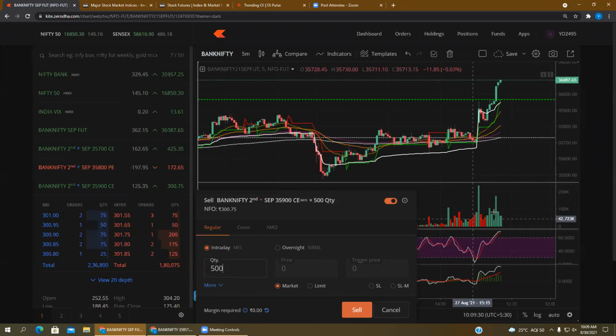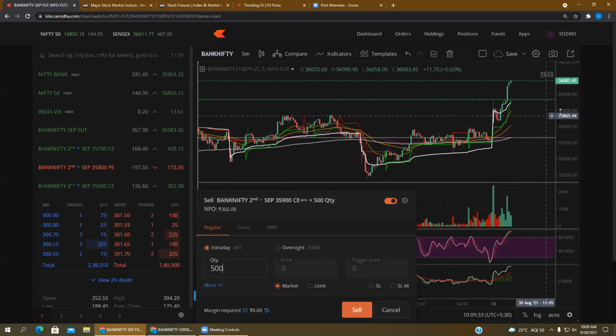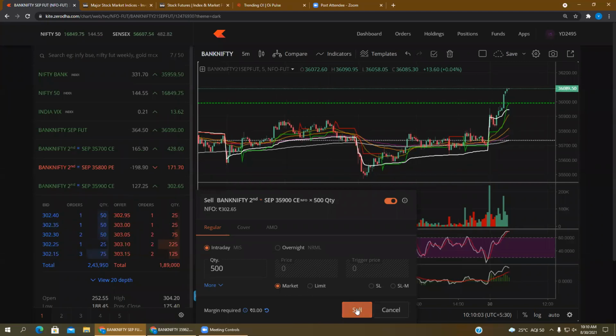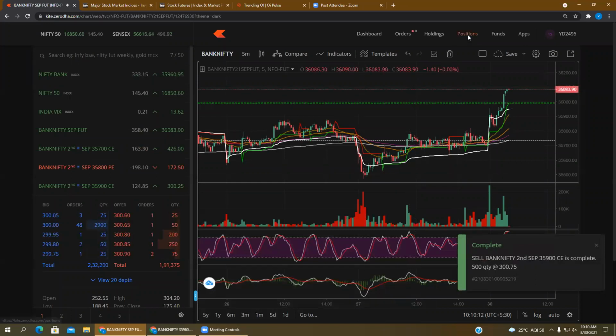Volumes are coming in really good. Now 36,000 is the level I'm looking at. Spot 36,000 is what I'm looking at. Let's see. We'll take it level by level. Vaibhav, 36,500 is quite far away, but we'll take it level by level. Okay, I've exited 500. I'm just going to keep 500.